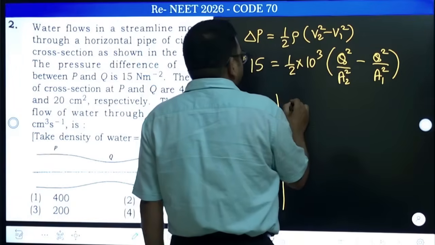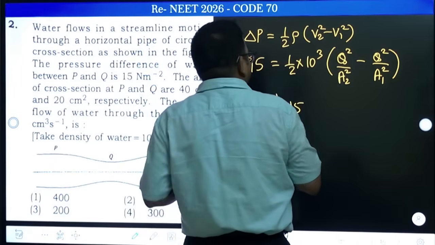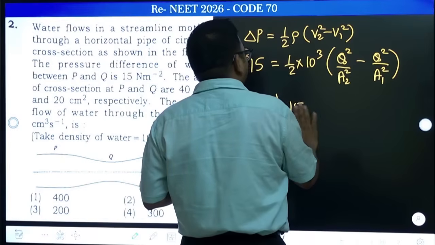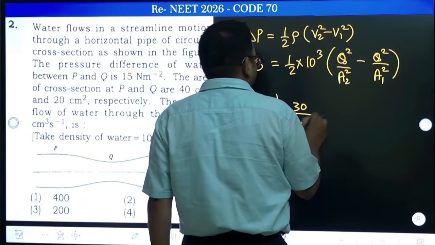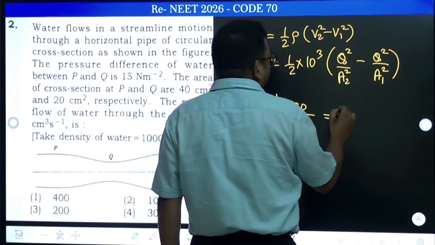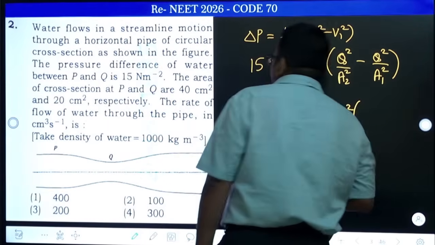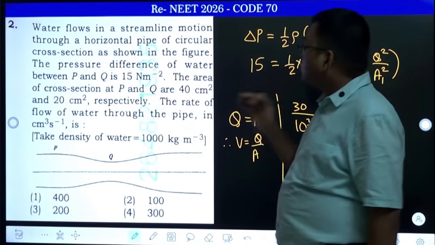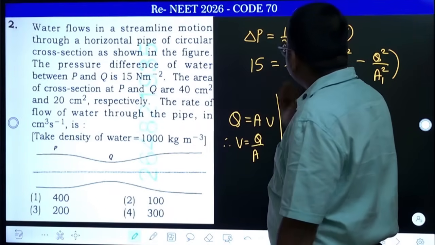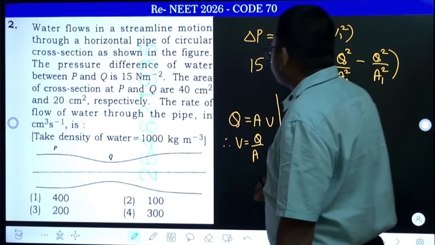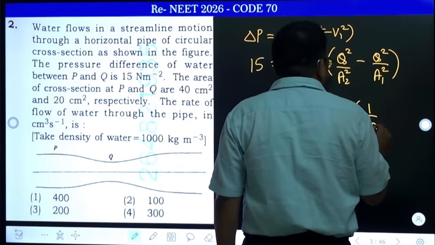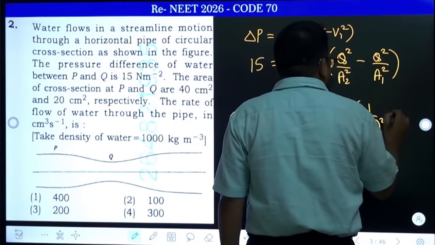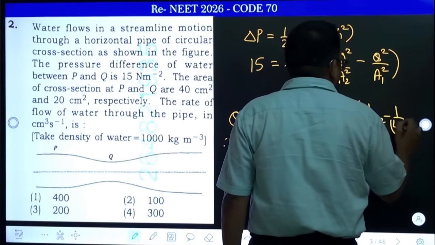So take out this. 15 into 2, let us multiply this side, so it will become 30. 30 divided by 1000, right? And this is the Q square you take out. 1 by area square you do. Area they have given 40, right? Area they have given 40. So let's take this as 40 and that is 20. So 1 by 20 square minus 1 by 40 square.